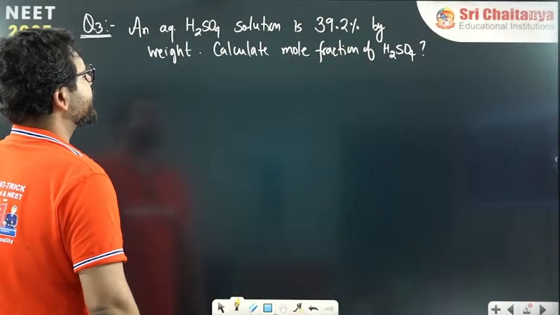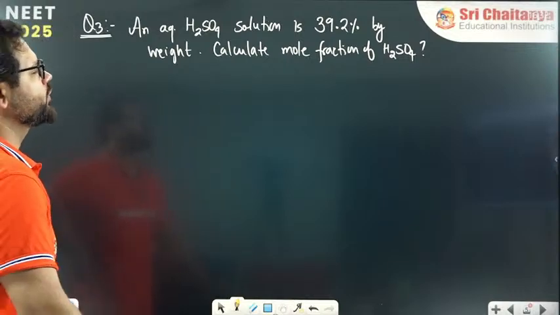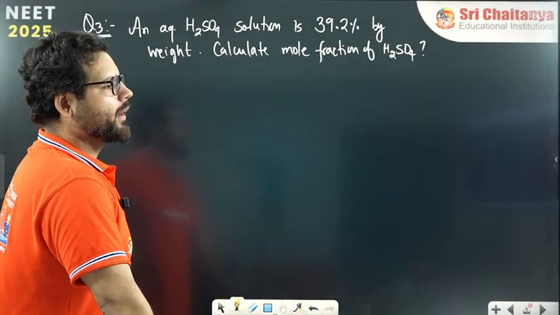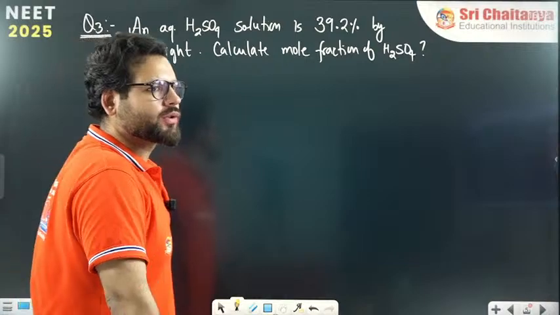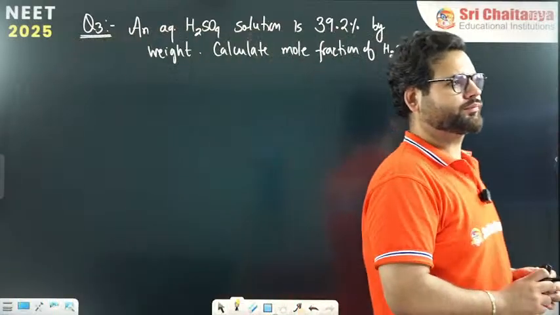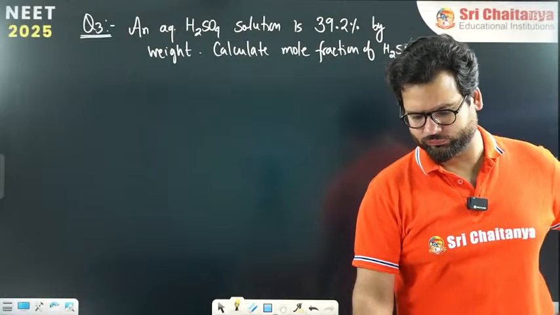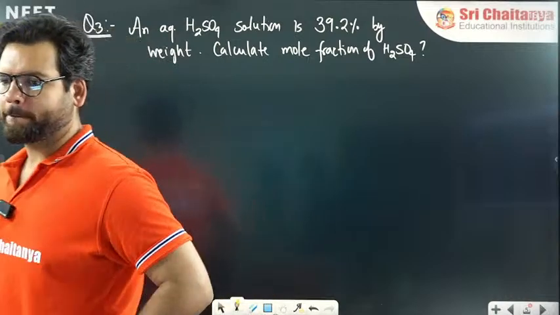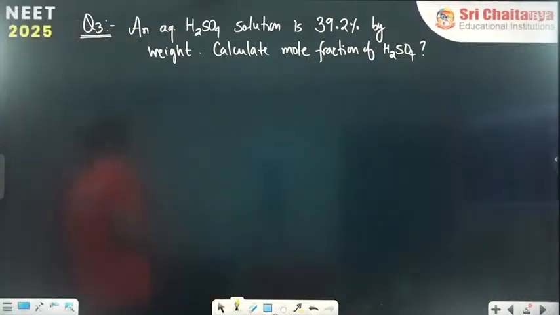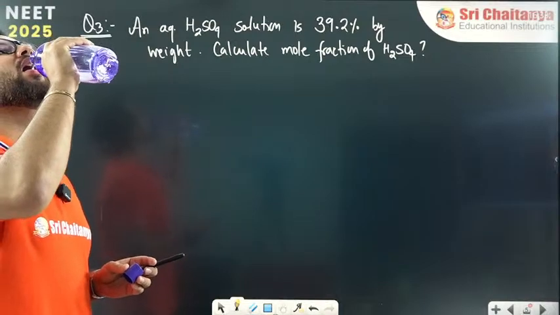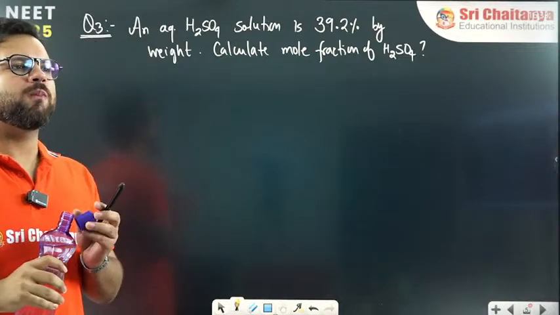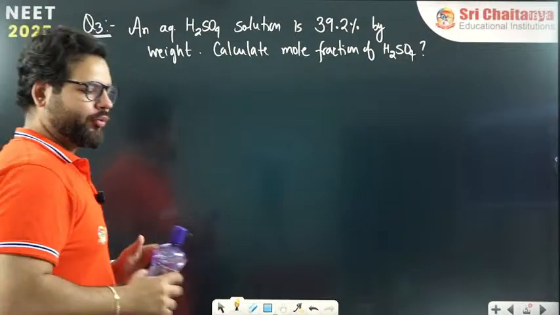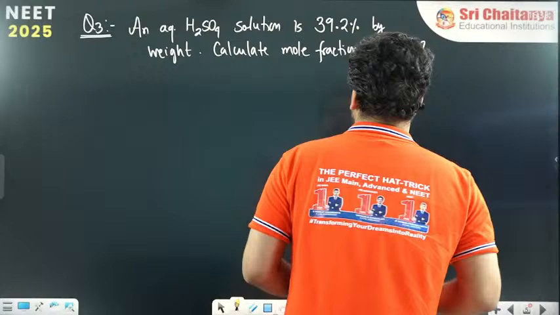An aqueous H2SO4 solution is 39.2% by weight, calculate the mole fraction of H2SO4. Some of you are getting 0.10. Let me check.